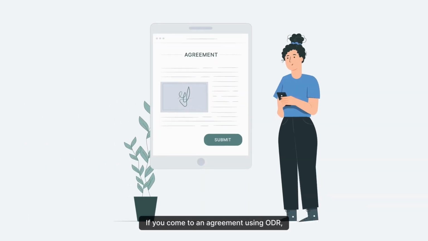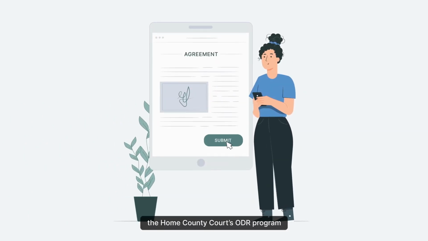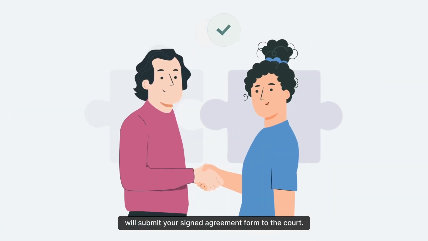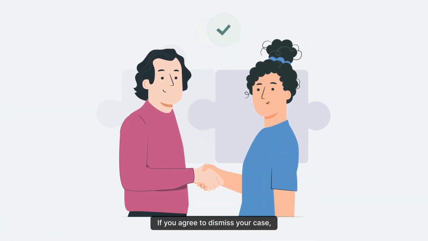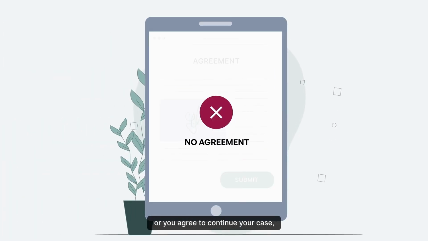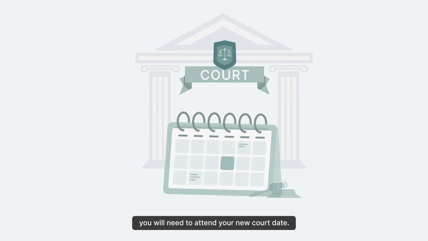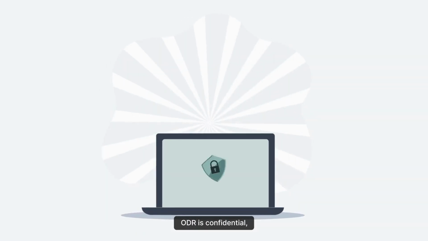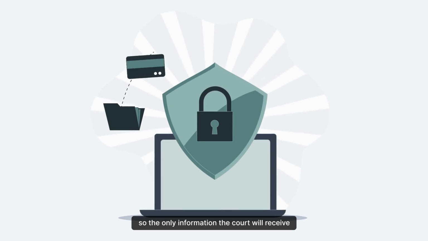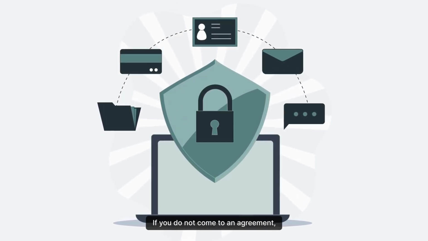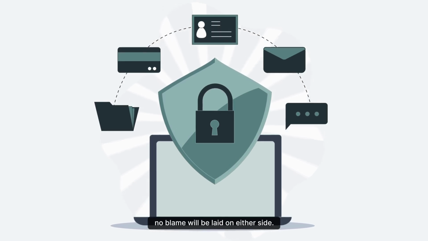If you come to an agreement using ODR, the Home County Court's ODR program will submit your signed agreement form to the court. If you agree to dismiss your case, you will not need to go to court. If you don't reach an agreement or you agree to continue your case, you will need to attend your new court date. ODR is confidential, so the only information the court will receive is whether or not you came to an agreement. If you do not come to an agreement, no blame will be laid on either side.